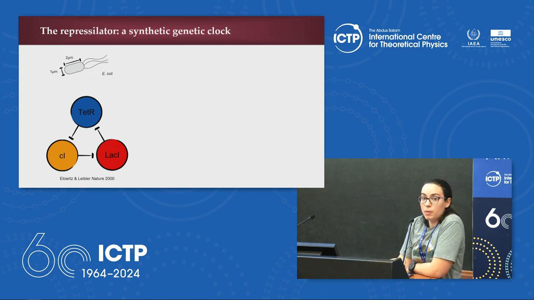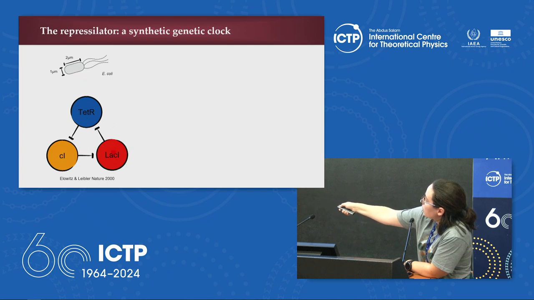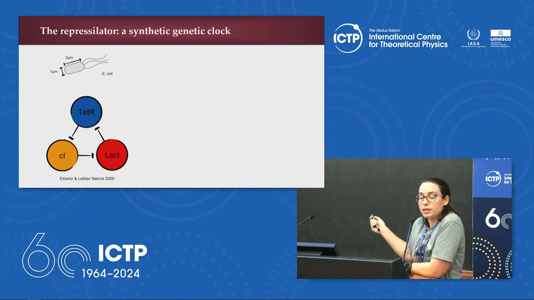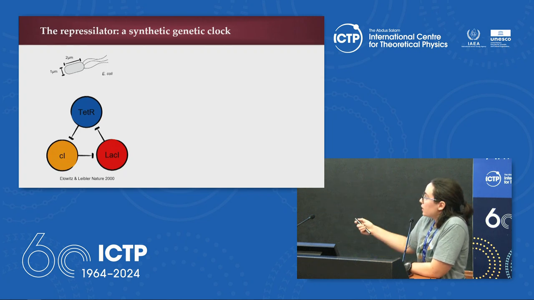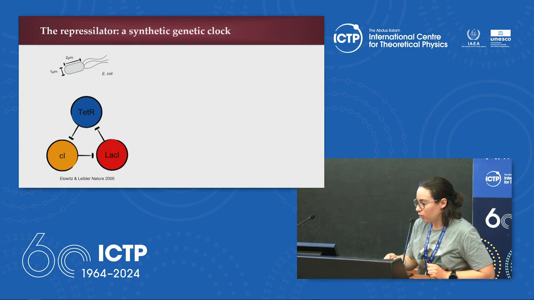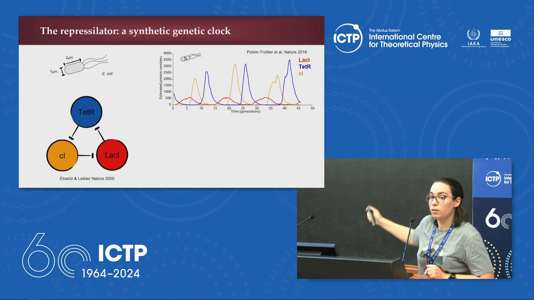very simple network made of three proteins. Each of the proteins represses one of the others. You can see, for example, the red protein is repressing the blue protein, as indicated by this symbol. And this means that when the red protein is present, the blue protein can't be produced anymore. There is some delay in this repression. So the overall behavior of this circuit, if you put them in a single bacterium, is this one.